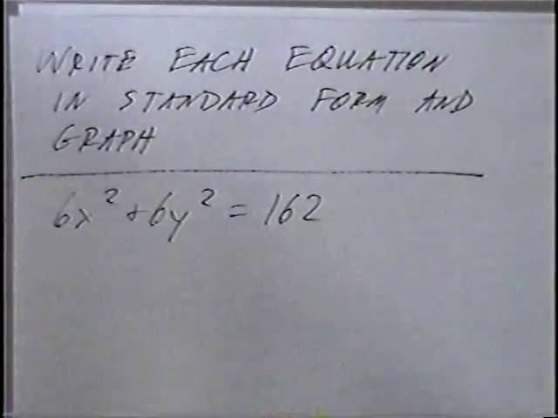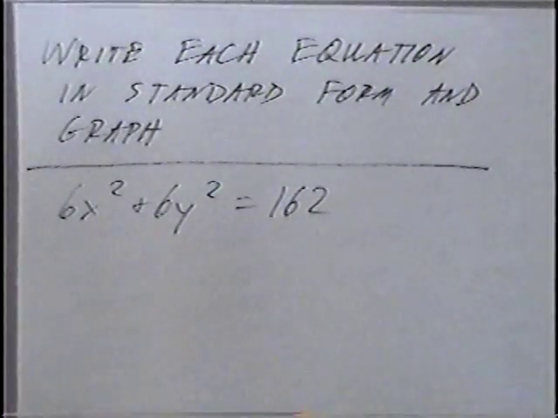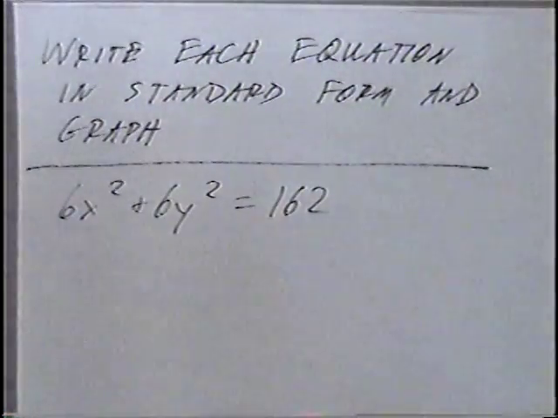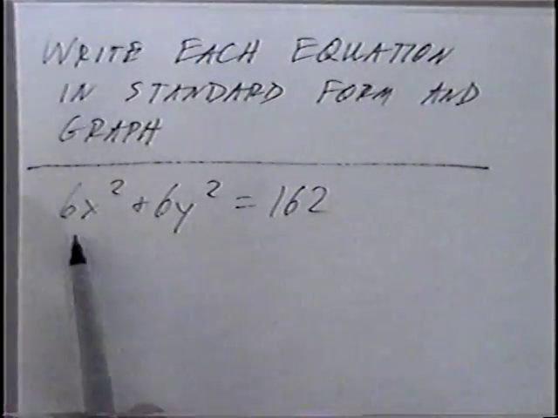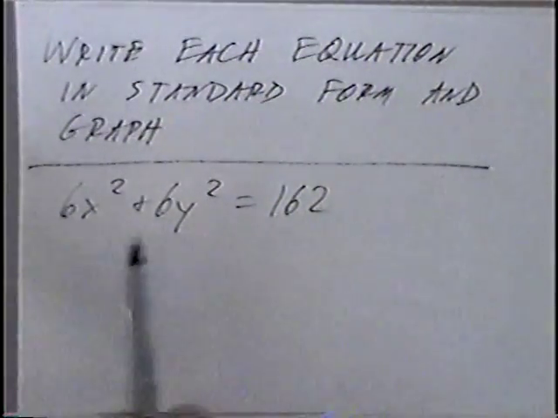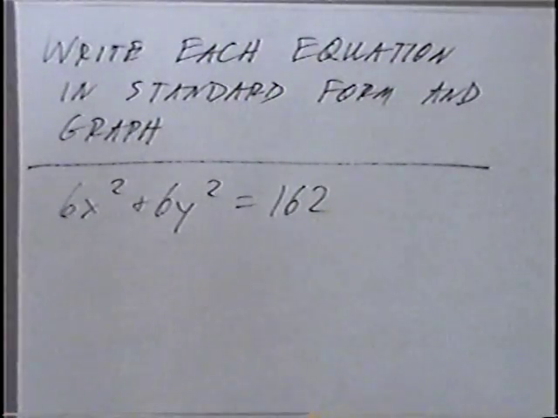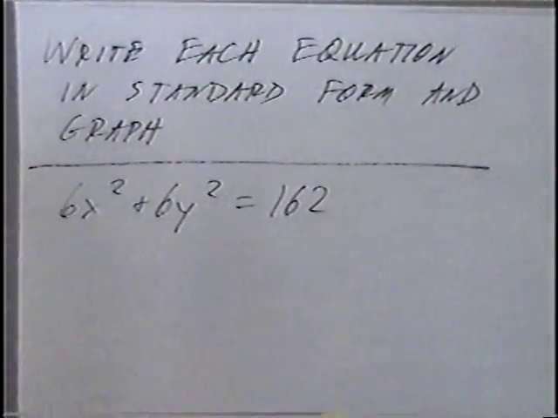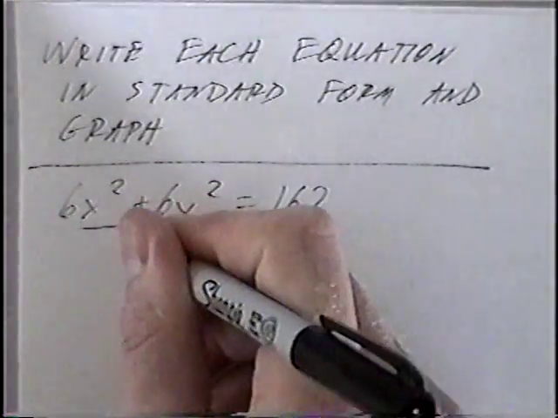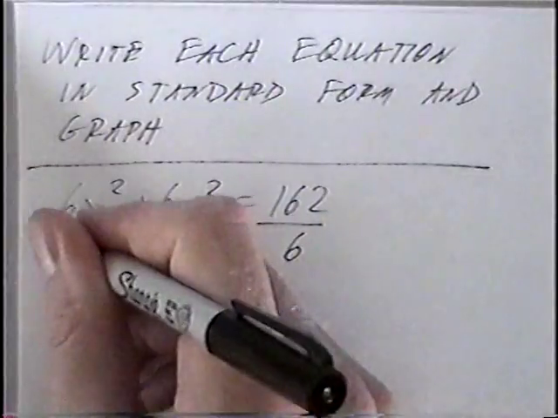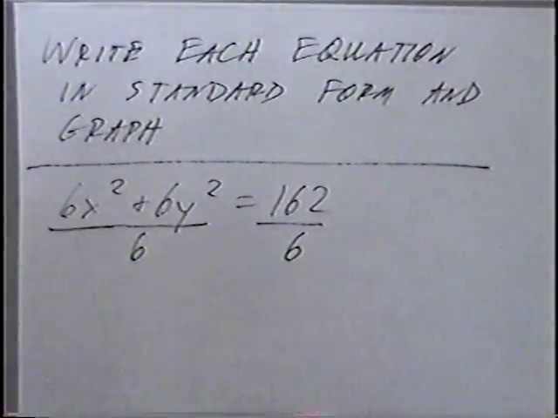It's a good idea to look at each equation and determine what type of graph it is so we know what the standard form should be. In this question we have both variables squared and they both have the same positive 6 coefficient. So this graph would be a circle graph. To make this in standard form, we have to get rid of the coefficient 6. And what we can do is divide by 6 on both sides. And that'll cancel out the coefficients.